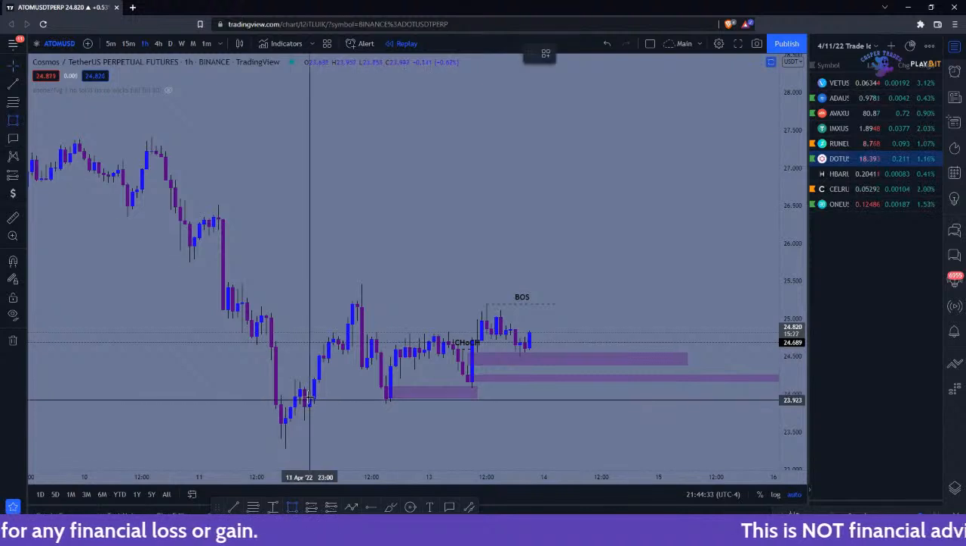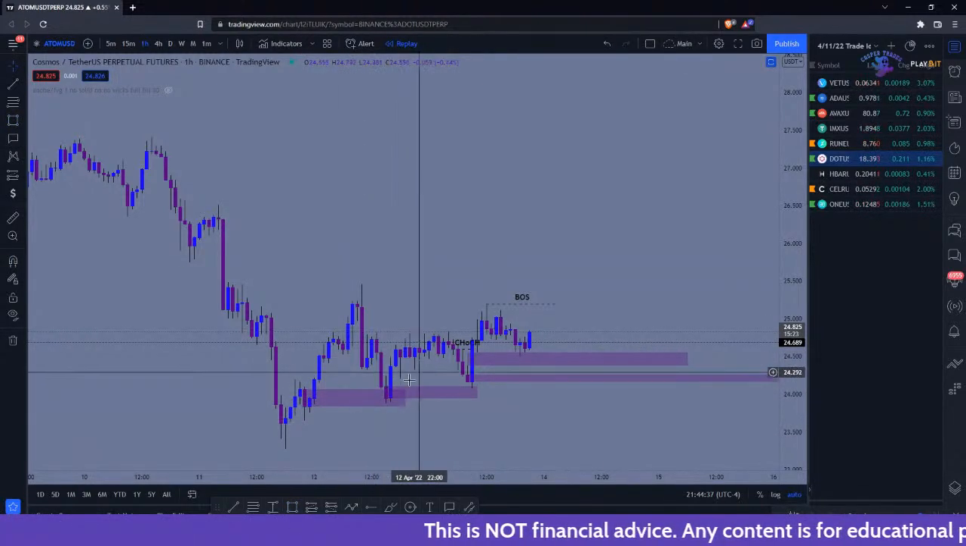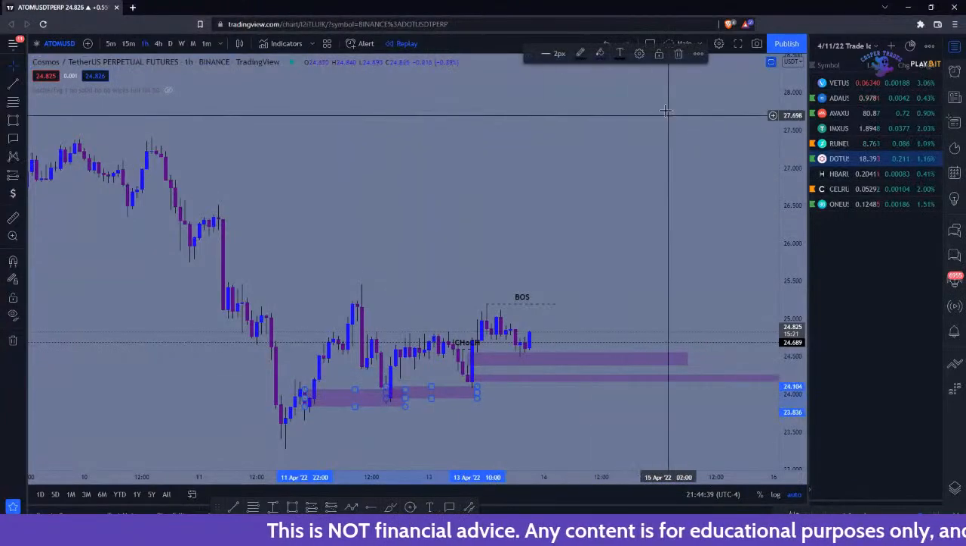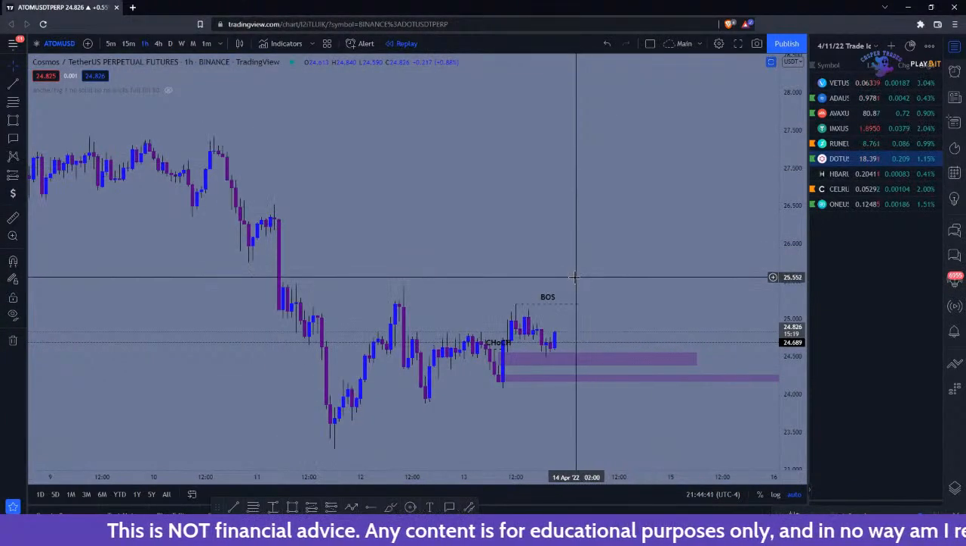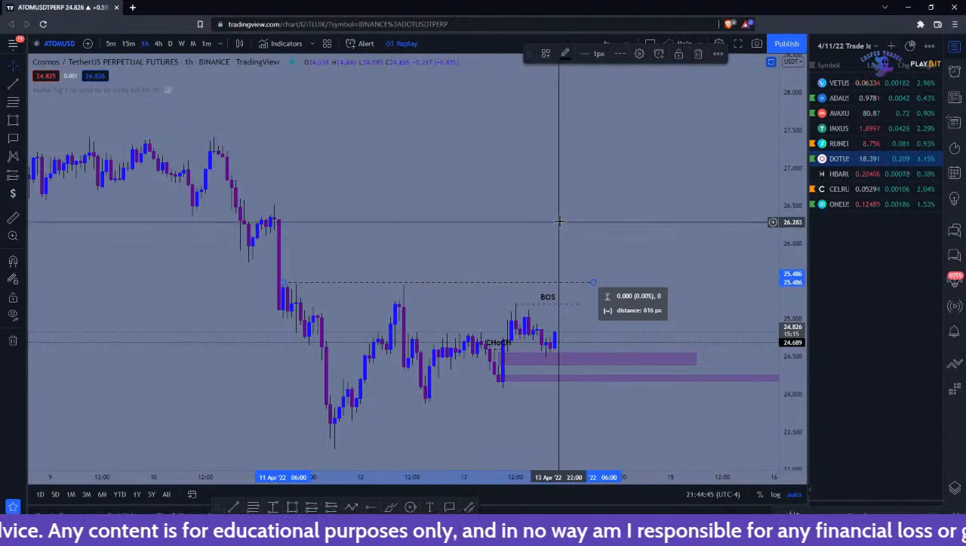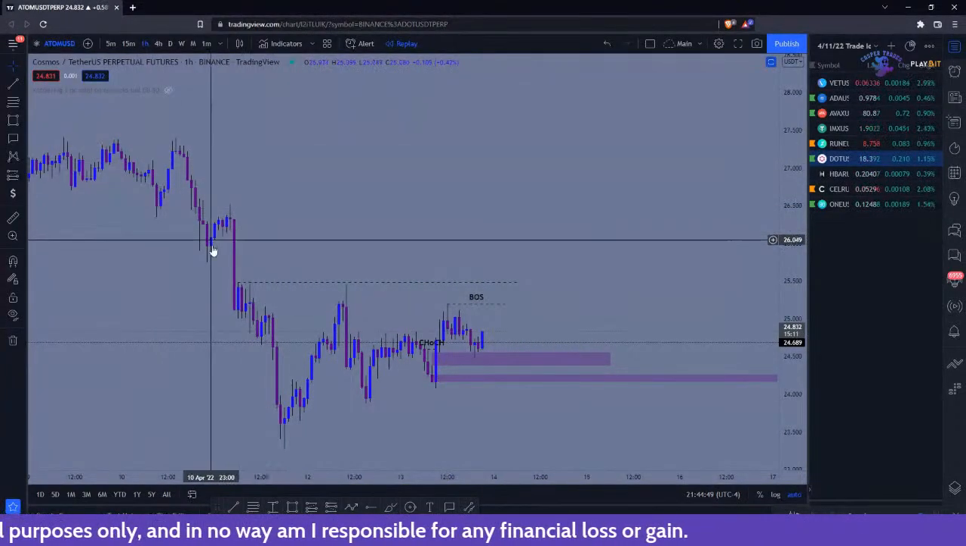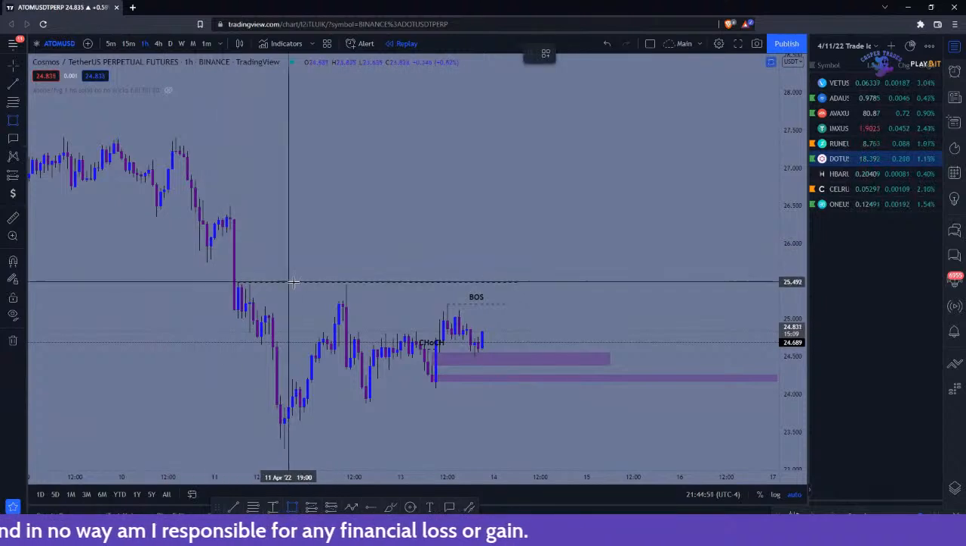Over and over again, you're seeing mitigation, how you want it to, demand acting as demand. It's not just getting violated, which is good. You've got some equal highs over here. All this right here is going to get swept. You've also got this fair value gap right here.